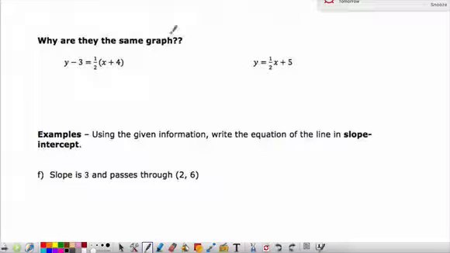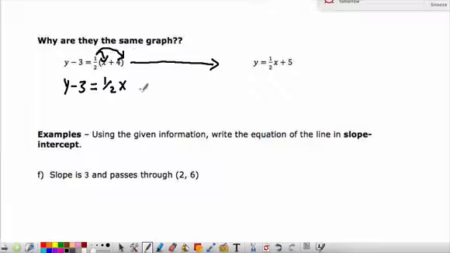Why are they the same graph? So let's look at this. Why do these two equations that look like they're different have the same graph? Well, let's go ahead and rearrange this equation so that it looks like that equation. We've done this before where we're rearranging equations, but we just want to get the y by itself. So the first thing I'm going to need to do here is distribute. So y minus 3 equals, I have 1/2 times x, and then 1/2 times 4.